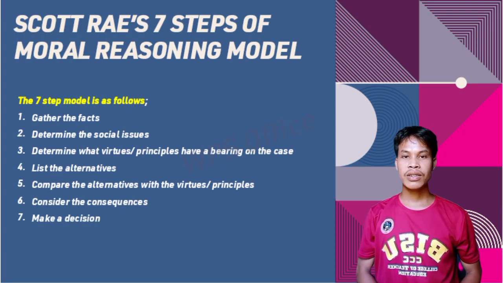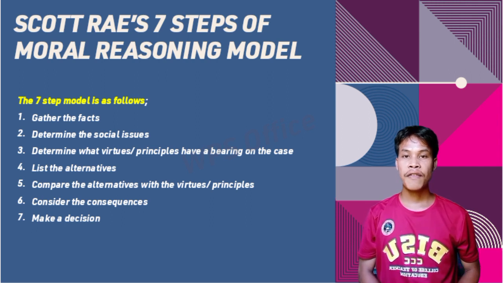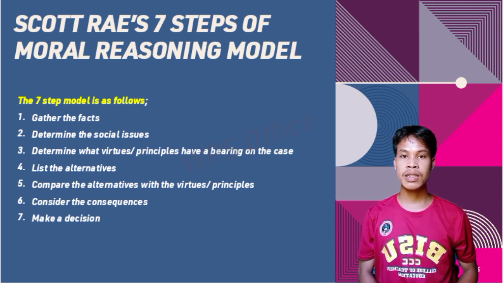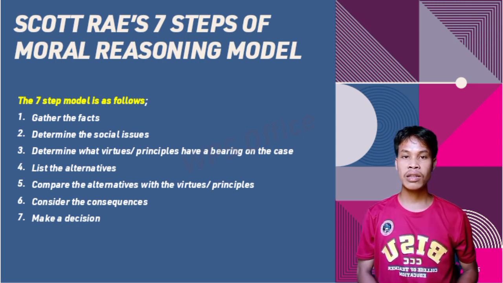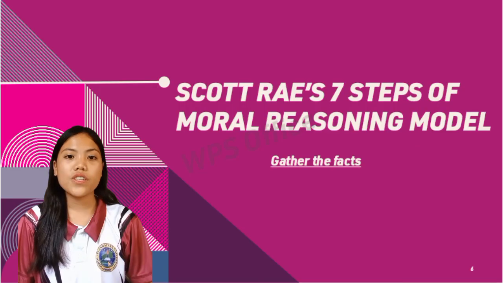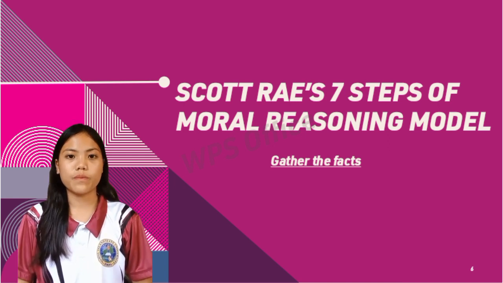And here's the Scott Ray 7-step model of moral reasoning. Number 1, gather the facts. Number 2, determine the social issues. Number 3, determine what virtues or principles have a bearing on the case. Number 4, list the alternatives. Number 5, compare the alternatives with the virtues or principles. Number 6, consider the consequences. Number 7, make a decision. These are the steps of moral reasoning that we need to follow.